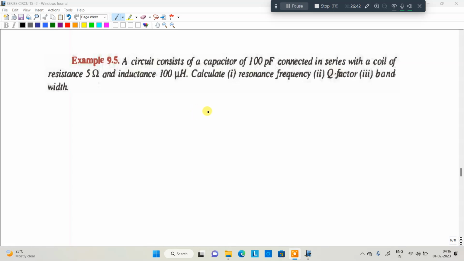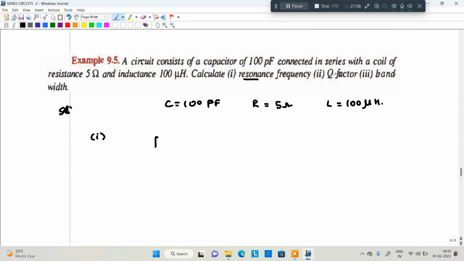In this particular problem, a circuit consists of a capacitor C equal to 100 picofarad. Pico is nothing but 10 power minus 12. It is in series with a coil of resistance equal to 5 ohms and inductance L equal to 100 microhenry. They are asking first to calculate the resonance frequency.